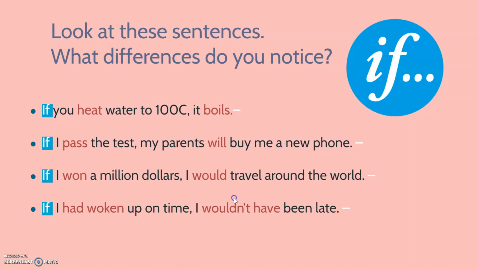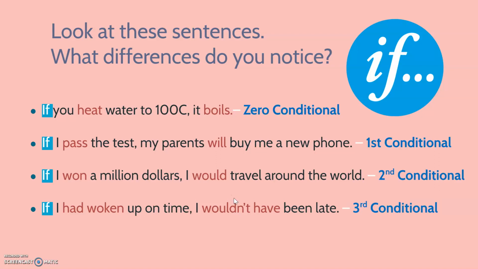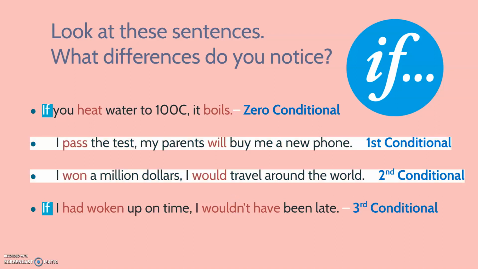Four sentences all starting with if, but very different grammar, as you can see highlighted in red, and also different meanings, different situations. So the first is zero conditional, the second is first conditional, the next is second conditional, and the last one is third conditional. In this presentation, we'll look at the first and second conditional sentences. Okay, and I have another video which looks at third conditionals, which you can check out on our YouTube channel.